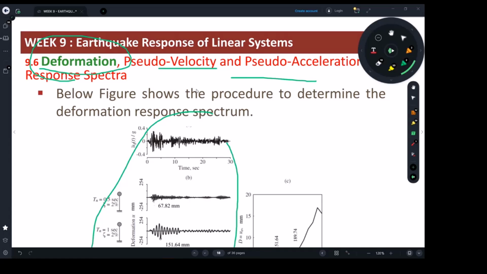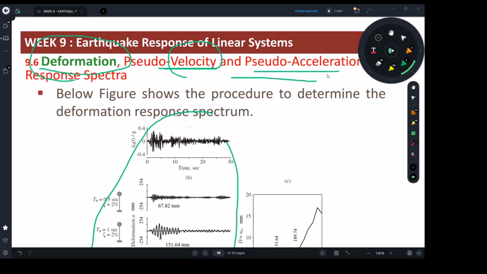Now, if you're going to be doing this by using refined methods, you can then claim it to be the actual velocity, not the pseudo velocity. Pseudo velocity and pseudo acceleration are approximate, because there are formulas we introduced before, which relate displacement to velocity and displacement to acceleration.